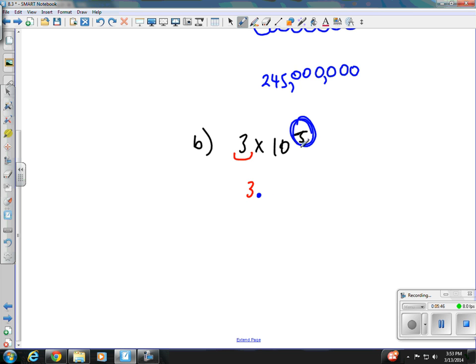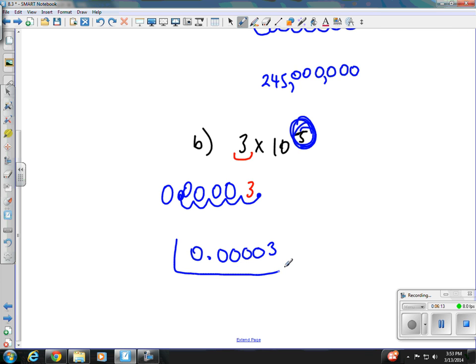I need to move it 5 places to the left. So 1, 2, 3, 4, 5. And then fill all these spots with zeros. So it's going to be a 0 there in front. So it'll be 0.00003. We have 4 zeros in front of the 3. So those are our answers.